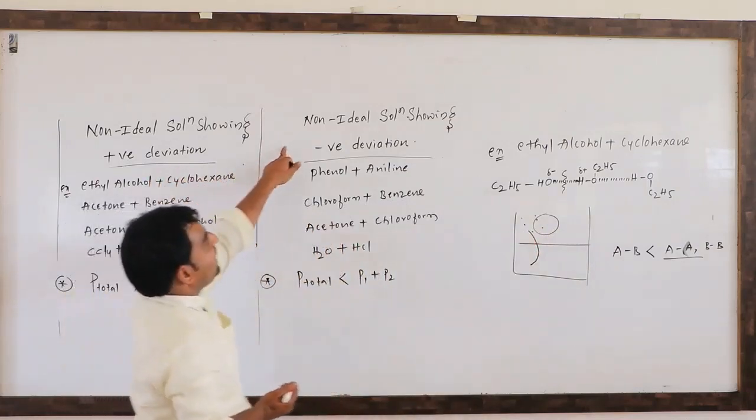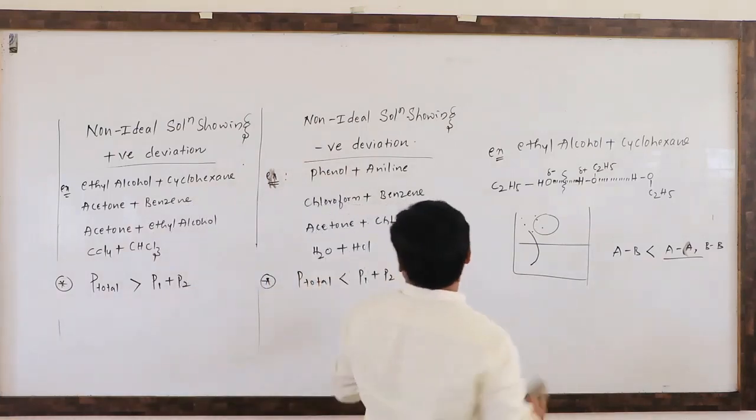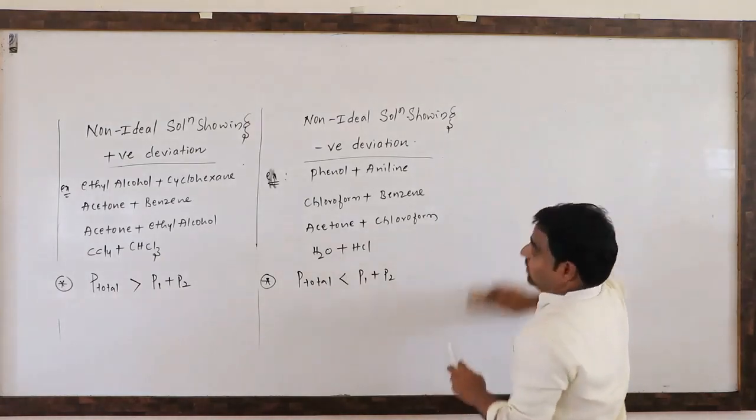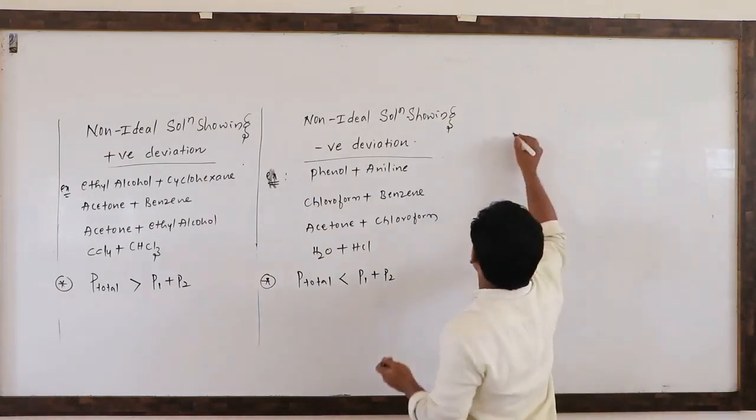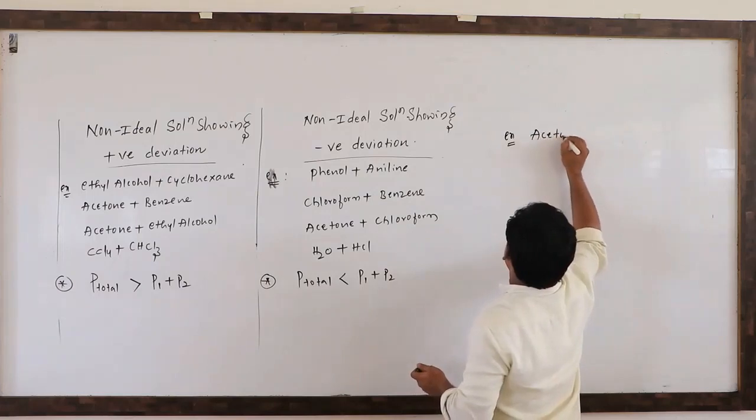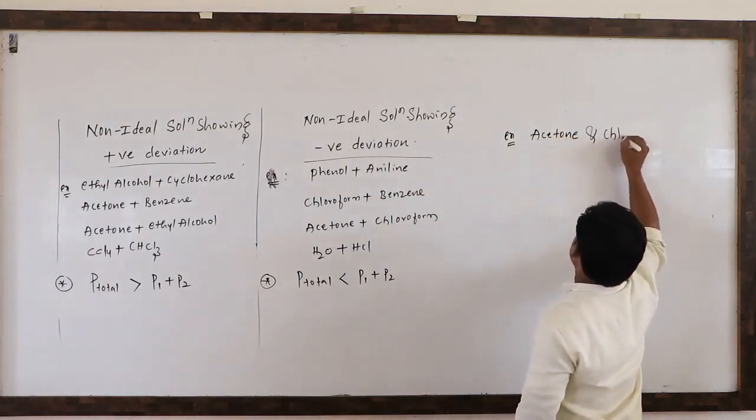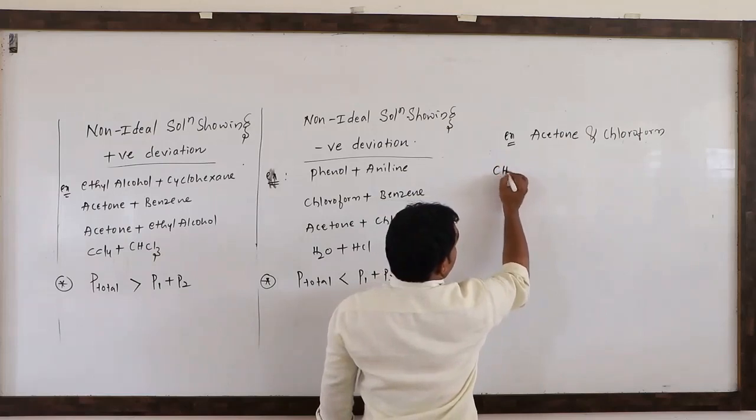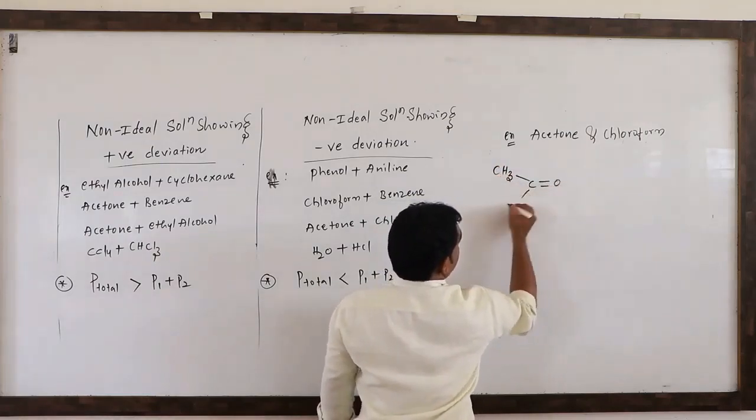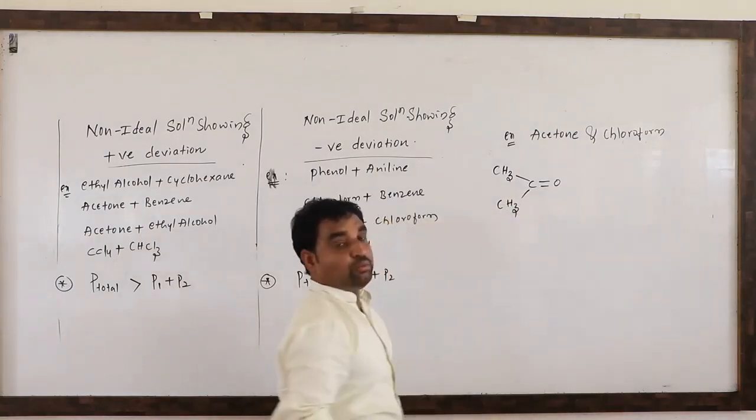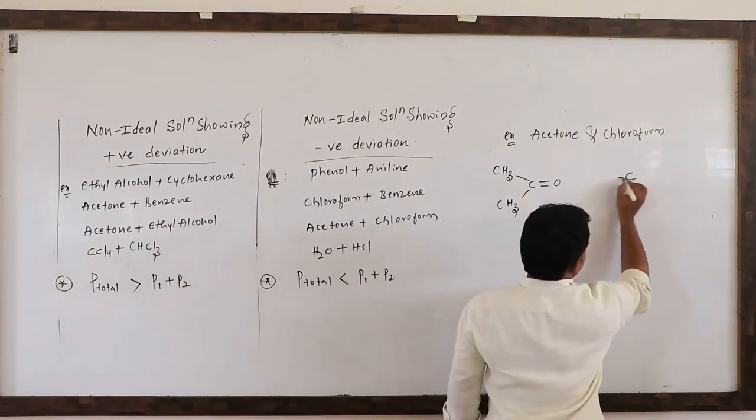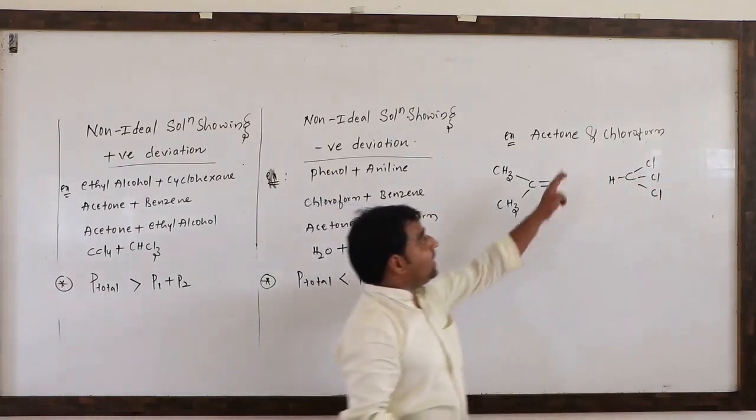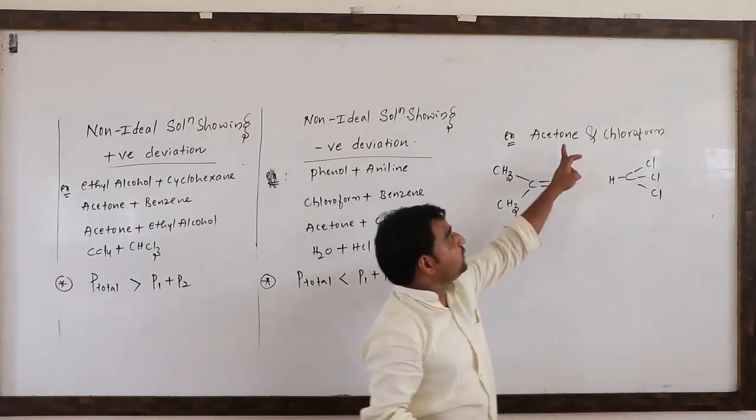And the next one, a non-ideal solution showing negative deviation. You can take acetone and chloroform. See, what is the molecular formula of acetone? That is CH3-C double bond O-CH3. This is called acetone or propanone. And chloroform is CHCl3. This is chloroform.